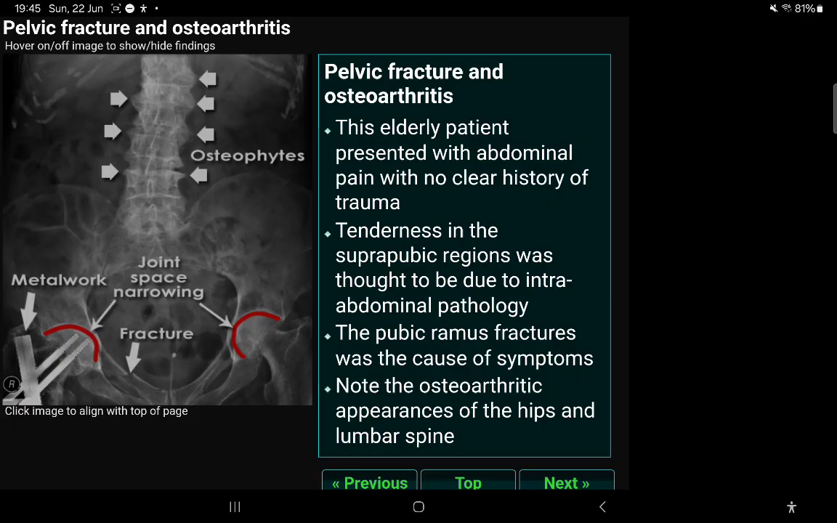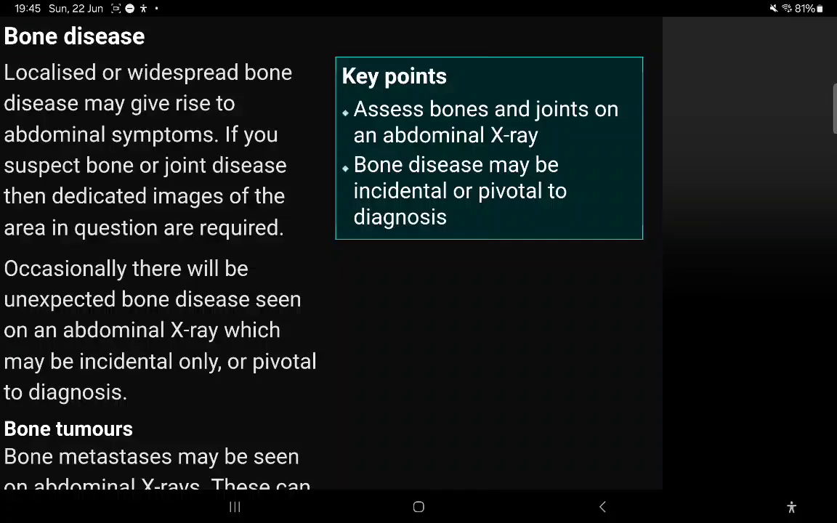Moving to the next. Other bone diseases also can be considered while you are imaging your patient with an abdominal X-ray. Assess bone and joints on an abdominal X-ray. Bone disease may be incidental or pivotal to diagnosis. Localized or widespread bone disease may give rise to abdominal symptoms. If you suspect bone or joint disease, then dedicated images of the area in question are required. Occasionally, there will be unexpected bone disease seen on an abdominal X-ray, which may be incidental only.